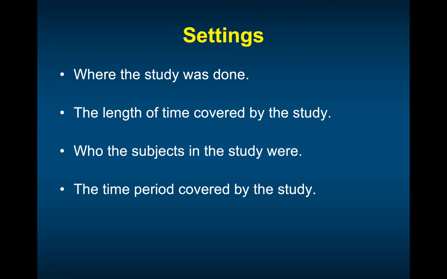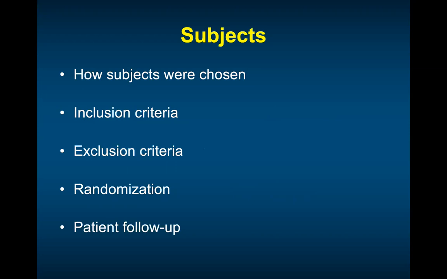Who are the subjects that were included? Did you include outpatients? Did you include patients hospitalized on the ward? Did you include patients who were admitted to the ICU but not intubated? Did you include intubated patients? We have to define clearly the inclusion and exclusion criteria. Then when we talk about the subjects, inclusion-exclusion criteria, and if this study was randomized, how randomization was done, how patients were followed up, what the follow-up was.